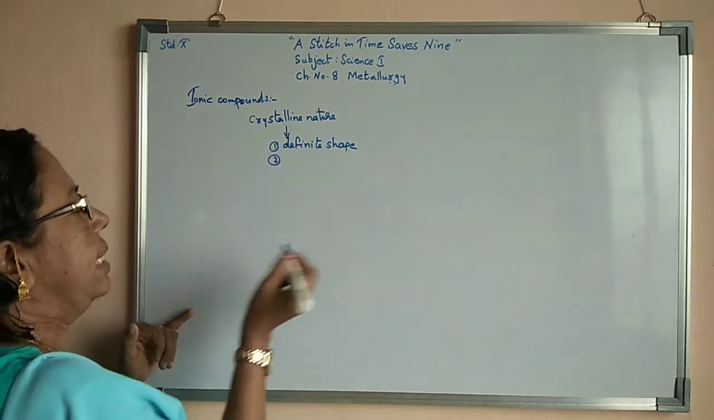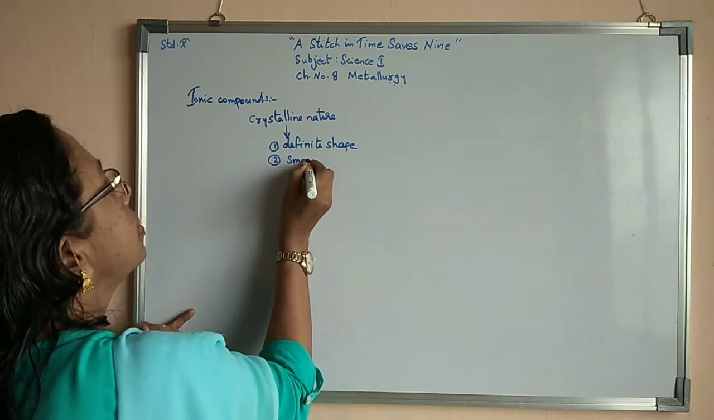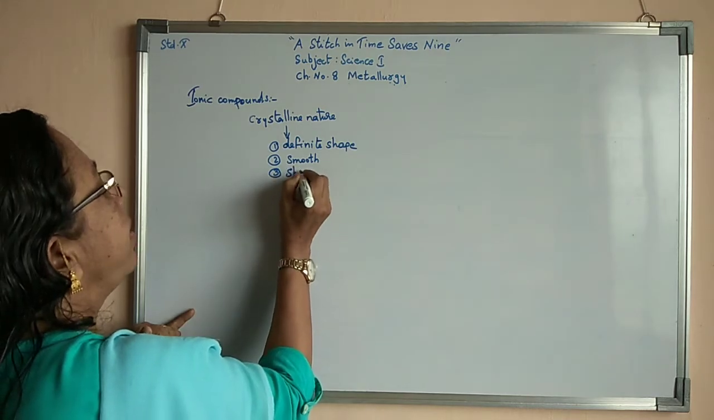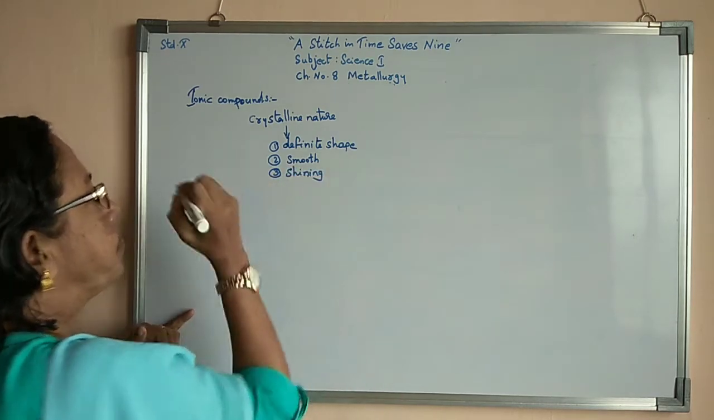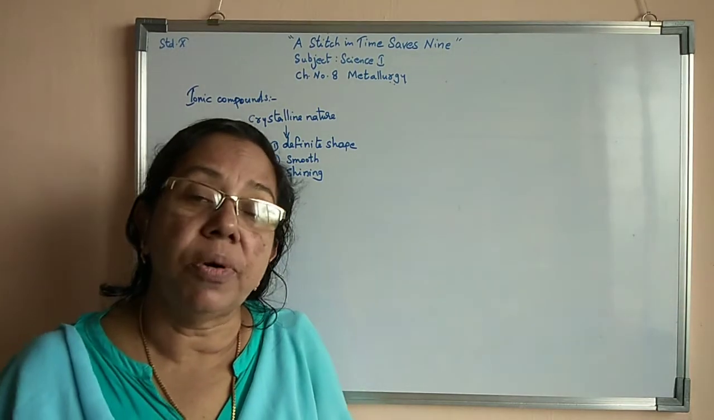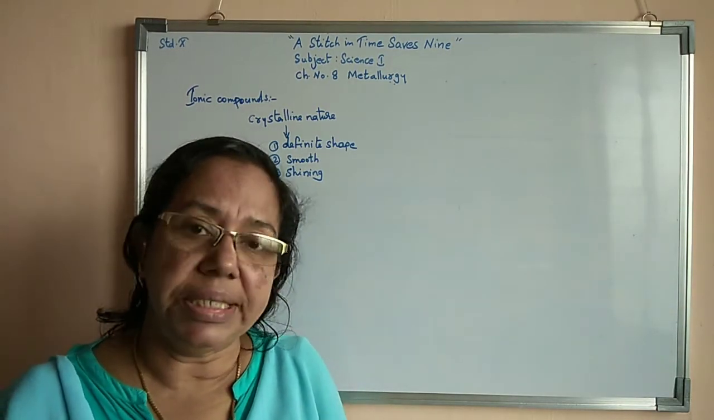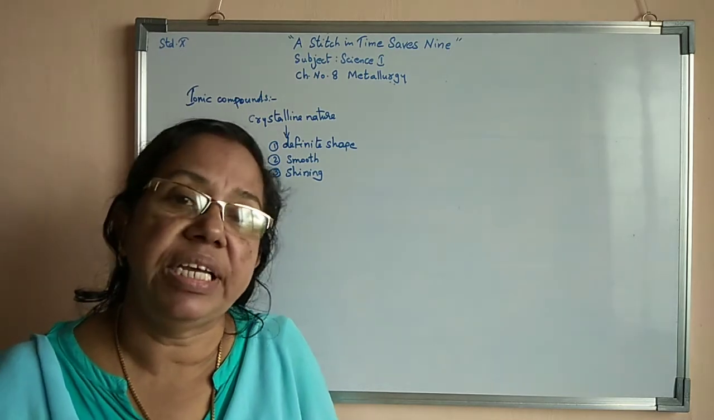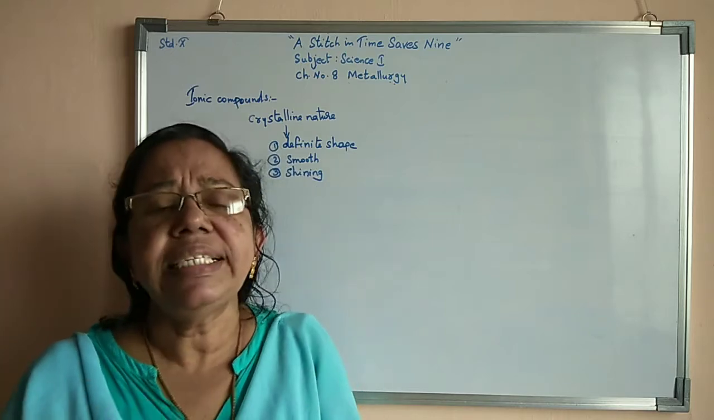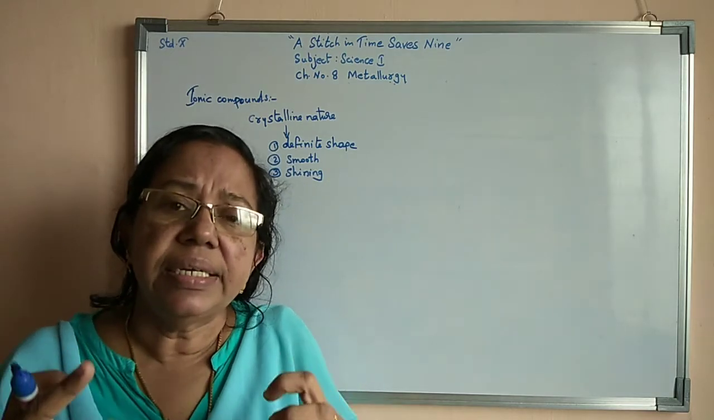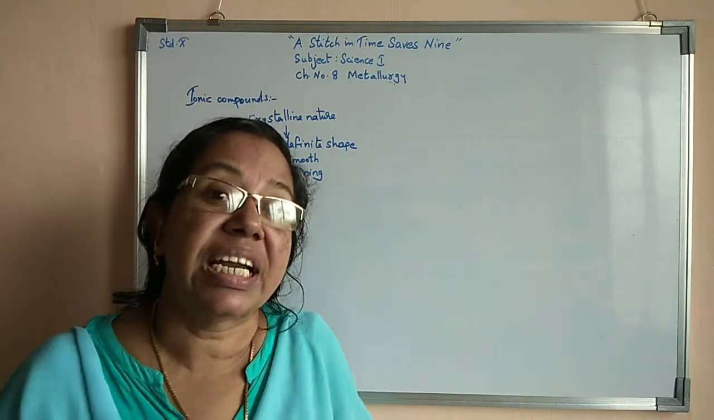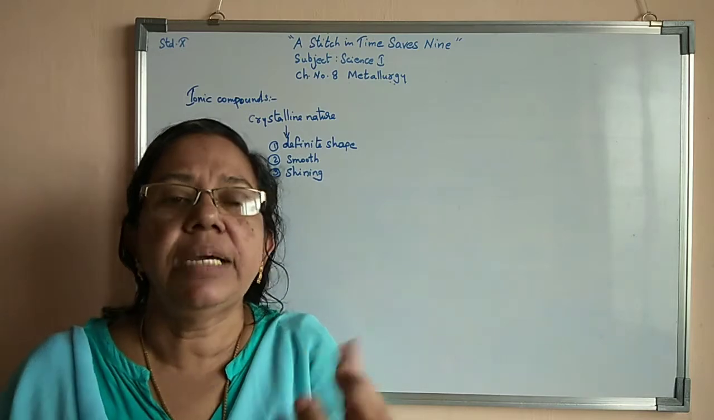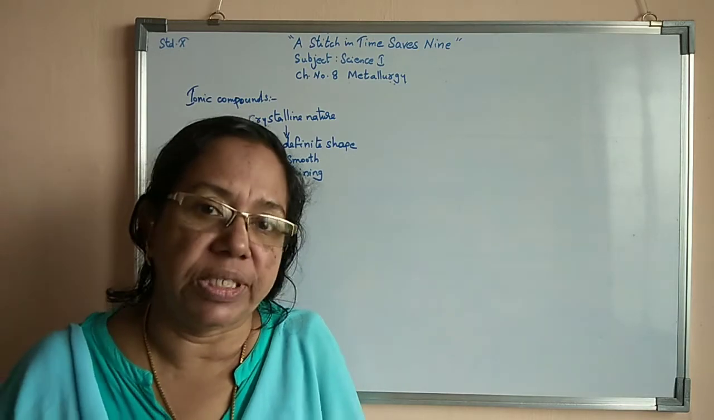The second feature is that they are smooth. The third character is that they have shining ability. So the speciality of ionic compounds is that they have a definite shape, a shining property, as well as being very smooth. Now crystalline, what does it mean? A regular arrangement, or periodic arrangement, or systematic arrangement of molecules.